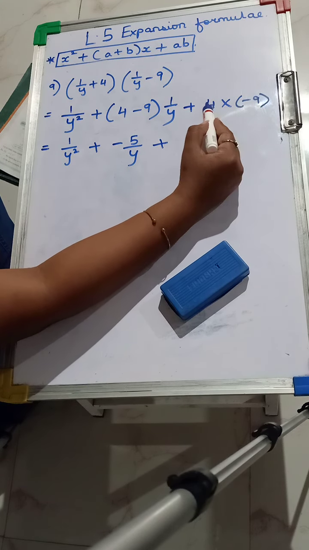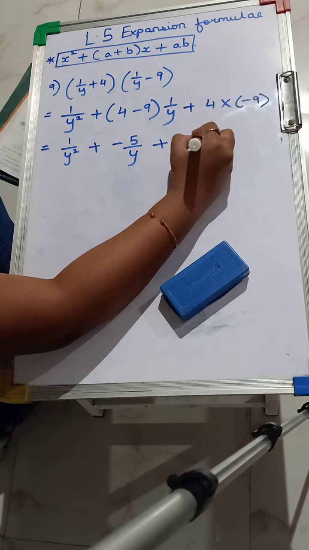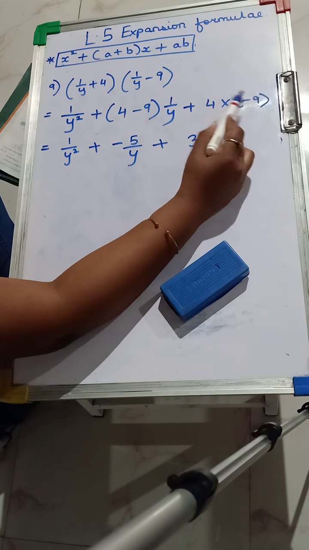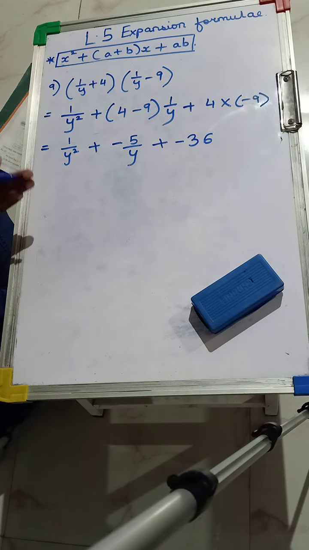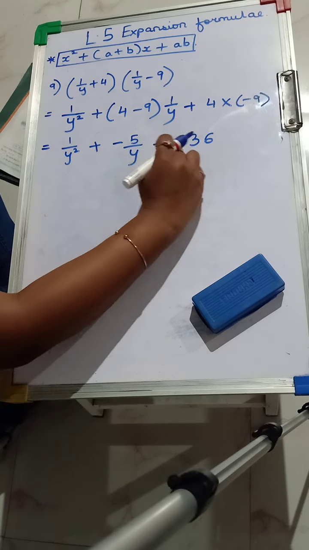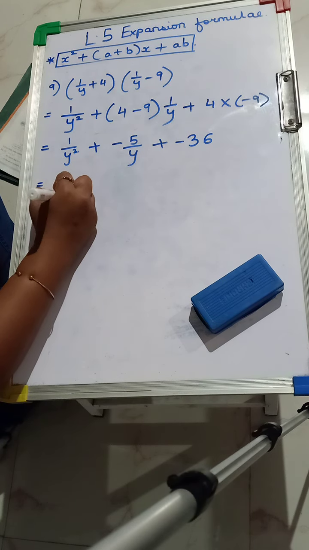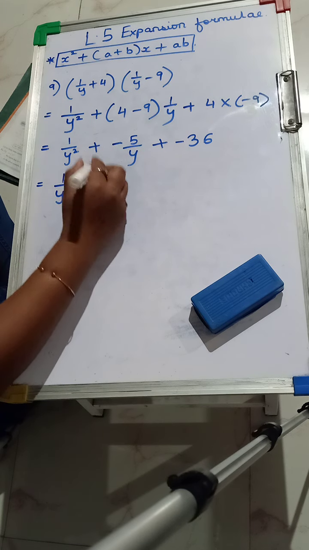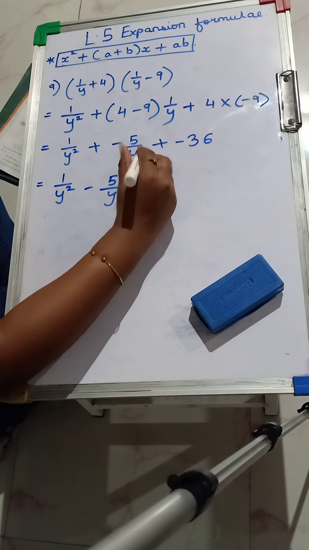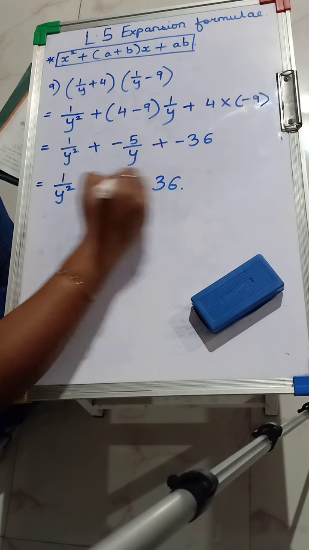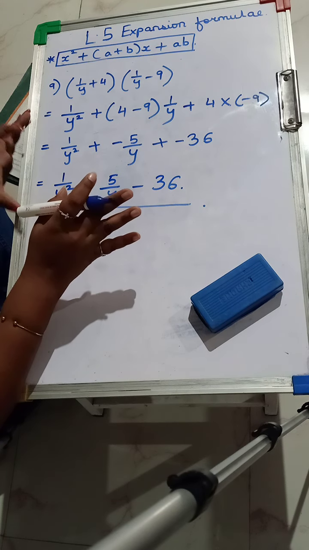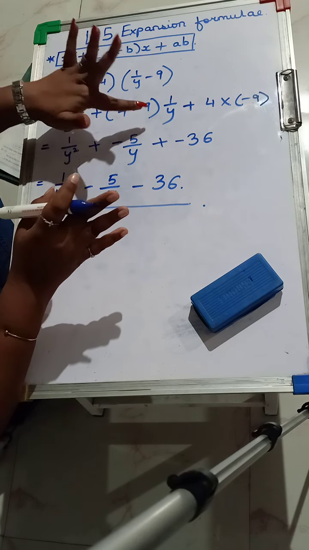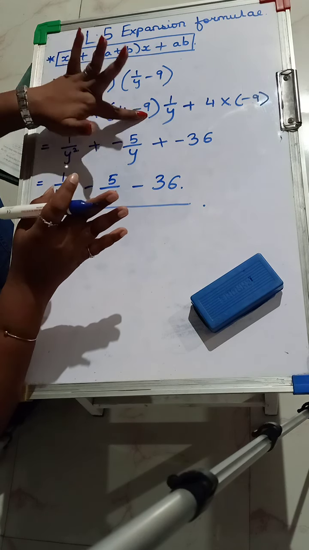I'm sorry, 9 fours are 36. So here you will write 36, but plus minus is minus. So minus 36 you will get. Now again we have to write one more step because we have got two signs together. So 1 upon y square, plus minus is minus 5 upon y, plus minus is minus 36. So this is the final answer that you are getting. Understood? Nothing else we have done, just substituted x square plus (a plus b) x plus a multiplied by b, that is ab. According to that we have solved.